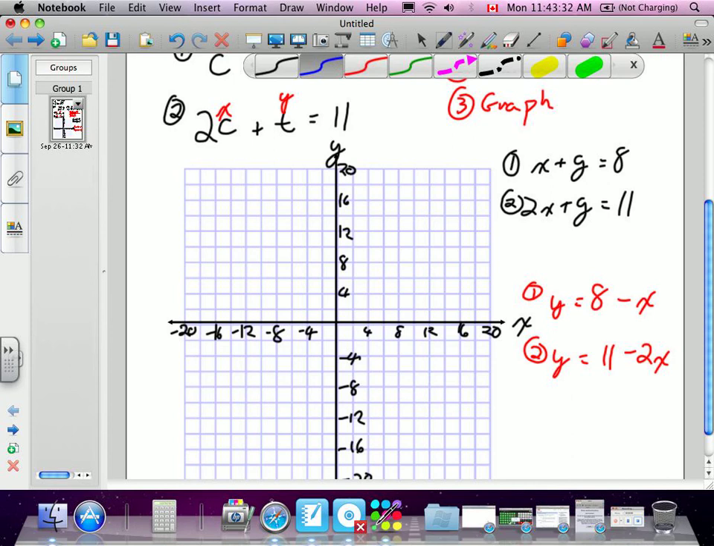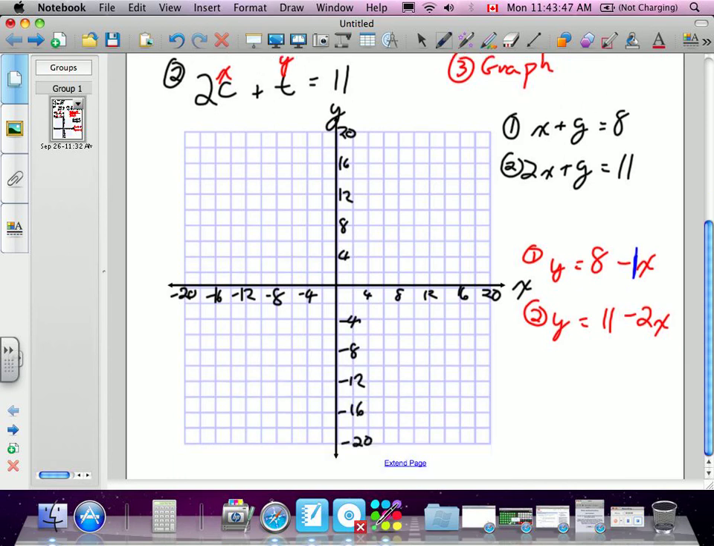Negative x, or what that can be considered? Imagine there is a 1 there. So that negative x is really the same as negative 1. So for equation 1, our slope is negative 1 over 1. What about in equation 2? What is our slope? That's right. We have negative 2 over 1. That's this number here.